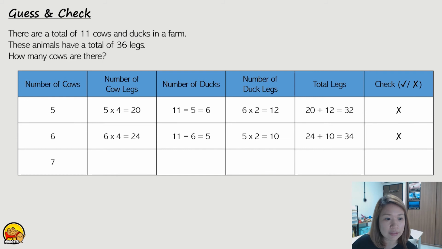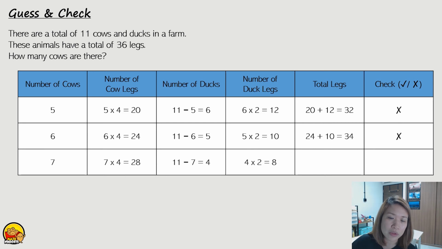Let's go up to 7. Okay, so if there are 7 cows, again, cow legs. 7 times 4, we get 28 legs. So 28 cow legs here. So there are 7 cows. How many ducks would there be? 11 animals minus 7 cows, we will get 4 ducks. So if we have 4 ducks, means how many legs would there be for the ducks? 4 times 2. So total are 8 duck legs.